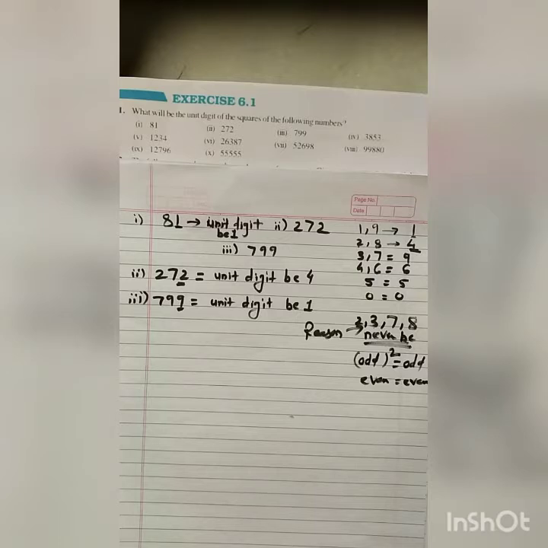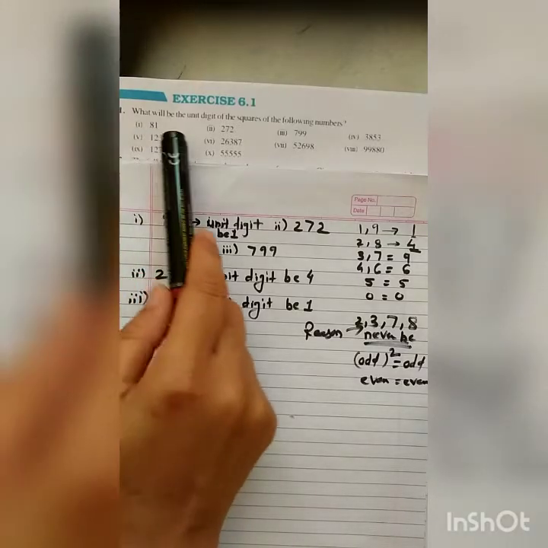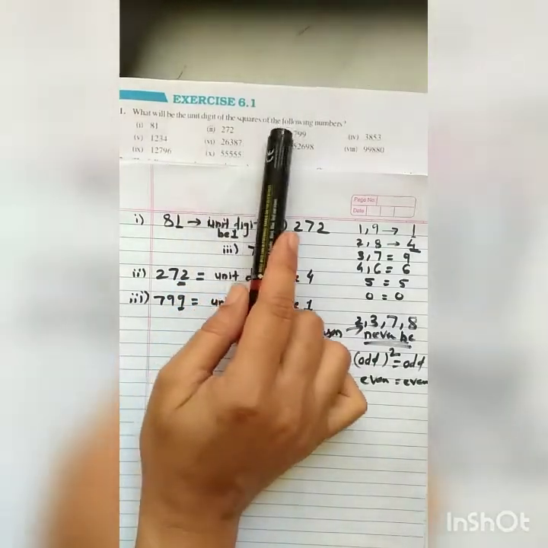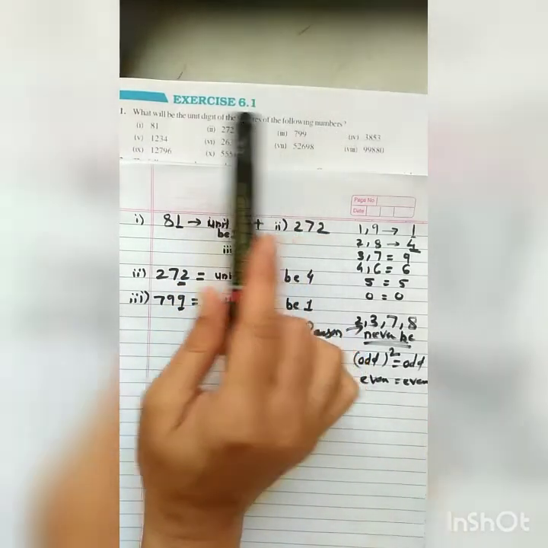Students, we have completed all the properties of square and square roots, and now with the help of all the properties we will start to solve exercise 6.1, which depends on the properties of squares and square roots. Let's see the first question of your exercise. What will be the unit digit of the square of the following numbers?